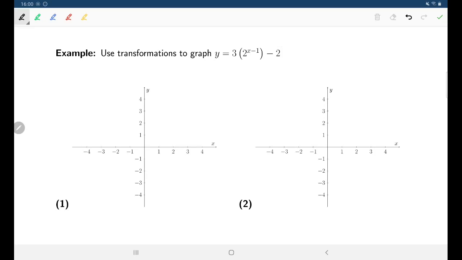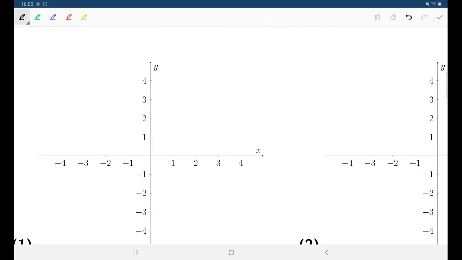And then there is shifting everything down by 2. So to start with, if I'm graphing my basic shape y equals 2 to the power of x, remember that it has as its points 1 comma whatever the base is, and here the base is 2, so we have the point 1, 2, we have the point 0, 1, and negative 1 comma 1 over whatever the base is, so negative 1 comma 1 half.